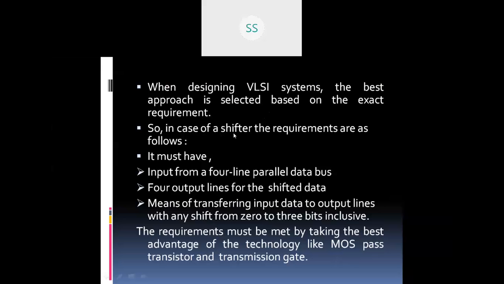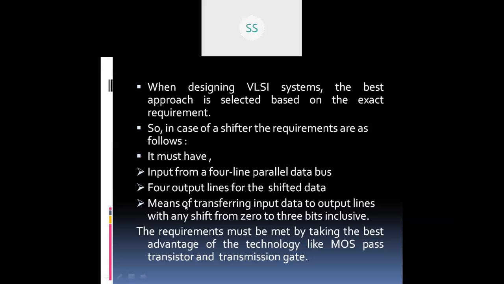Therefore, in case of this shifter, what are the requirements? A shifter must have input from a 4-line parallel data bus. First of all, a shifter should have some input data to shift, so that input should come from a 4-line parallel data bus. Then 4 output lines for the shifted data. First, 4 lines for input data, then 4 output lines should be there to output the shifted data.